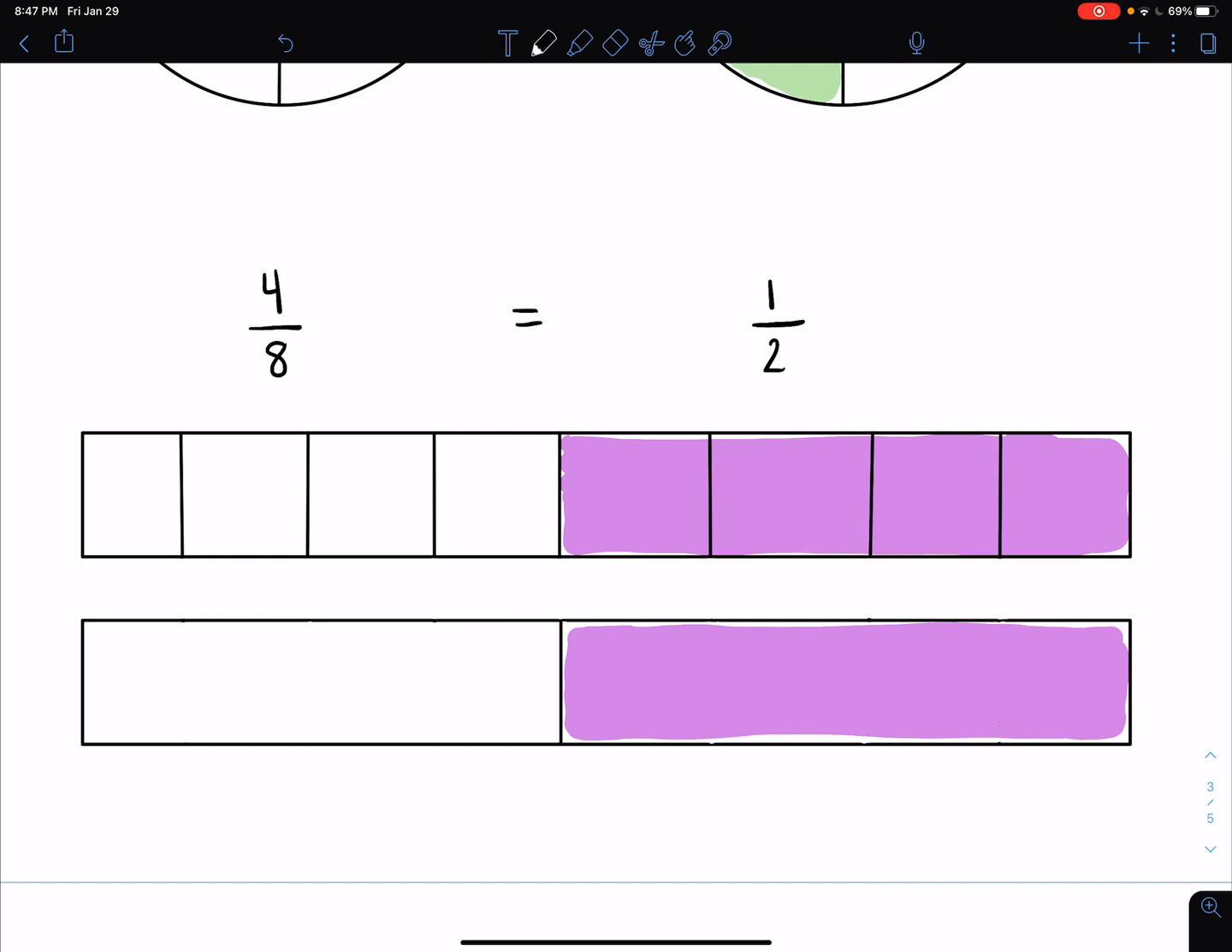Again, when you're looking at it, you can see this purple shaded area is the same amount. It's just the pieces are different. With the eighths, I have 4 pieces shaded, and with the halves, I only have 1 piece shaded, but it's still the same amount, which makes them equivalent.